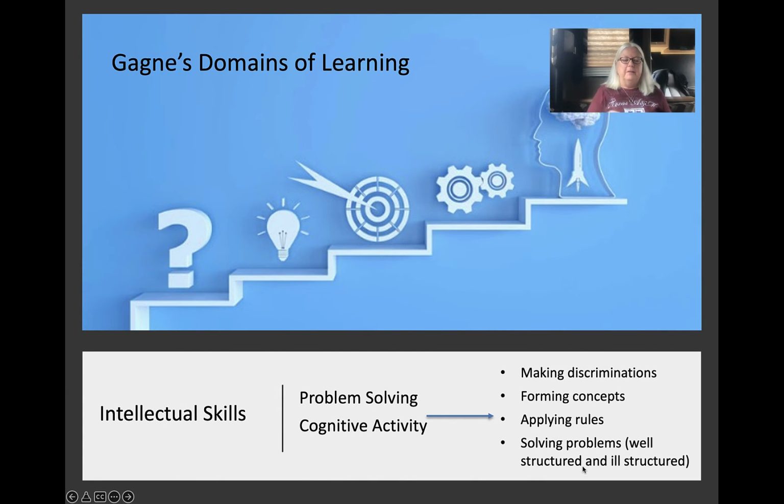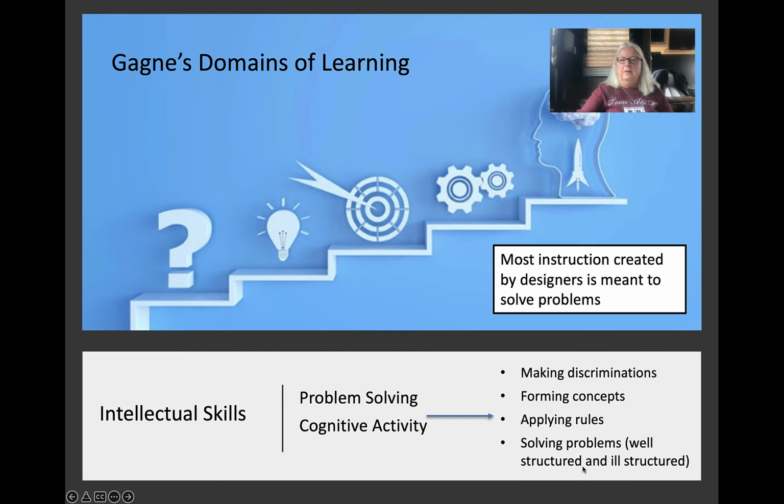The next domain is intellectual skills. Most instruction created by designers is meant to solve problems, and solving problems is an intellectual skill. So these are skills that require cognitive activity. They're unique in the sense that the learner must be able to solve a problem or perform an activity with previously unencountered information. So it requires a lot of cognitive activity to do this.